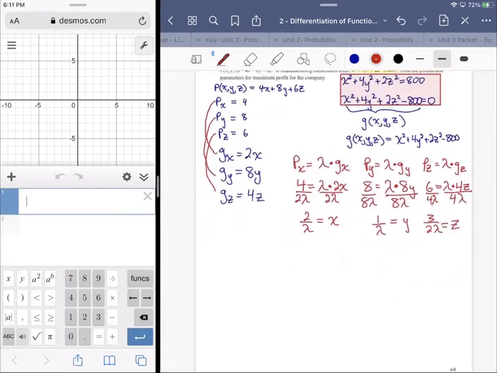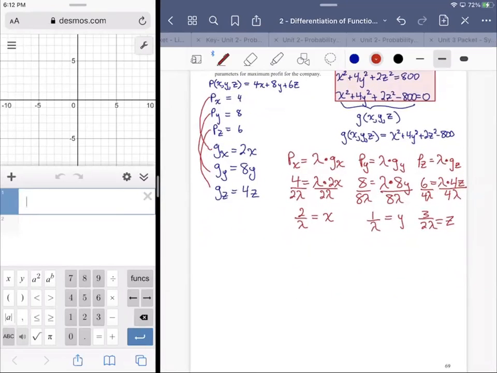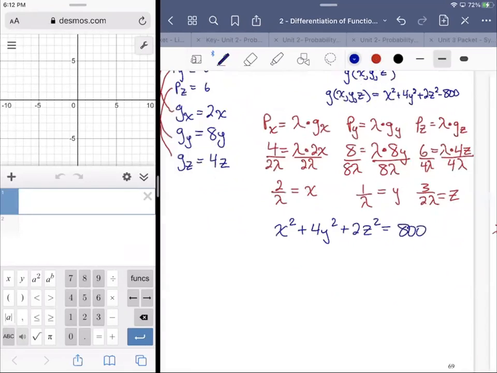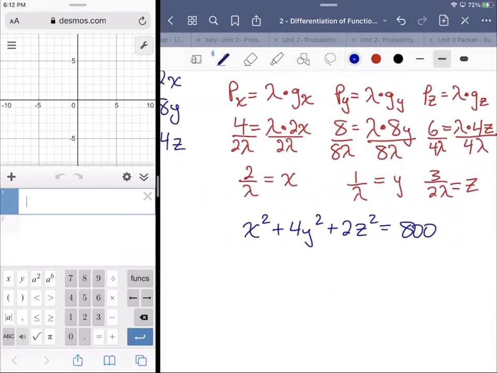All right, so it really doesn't matter, I'm going to take x squared plus 4y squared plus 2z squared equals 800. I'll just grab that one. All right, make a nice substitution. This is going in for x. This is going in for y. And this is going in for z.